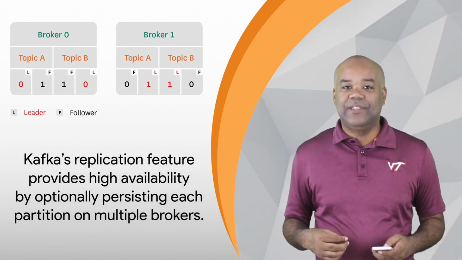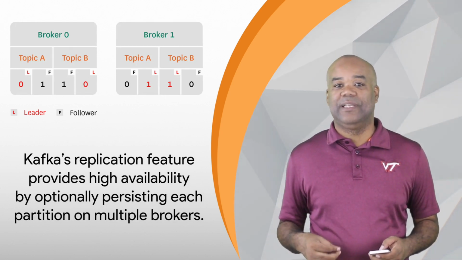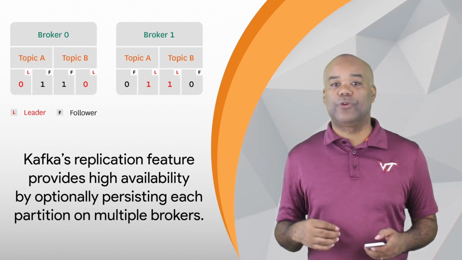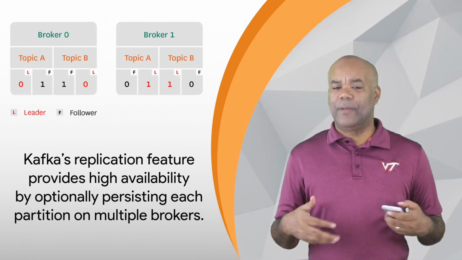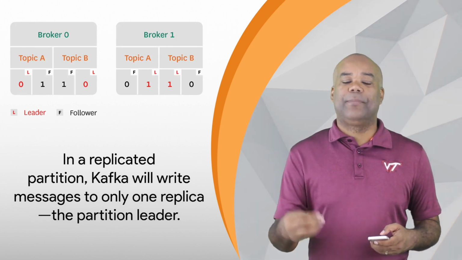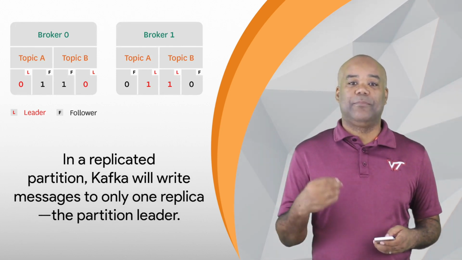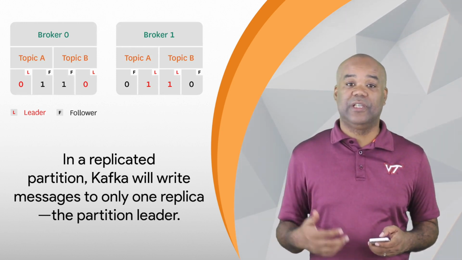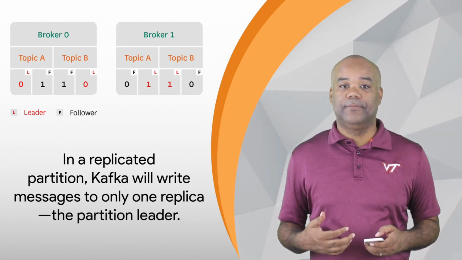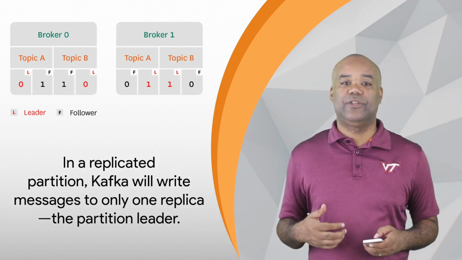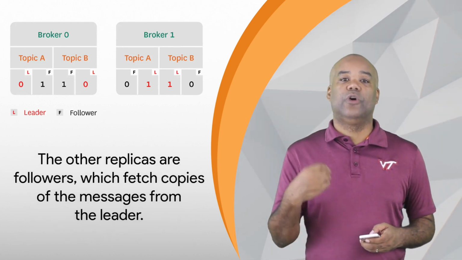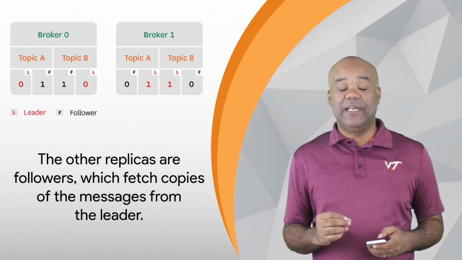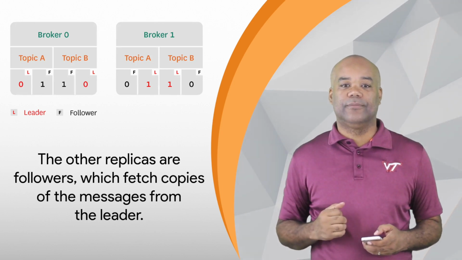Kafka's replication feature provides high availability by optionally persisting each partition in multiple brokers. In a replicated partition, Kafka will write messages to only one replica, the partition leader. The partition leader is the primary replica, the primary partition that you're writing to. The other replicas are known as followers. And these followers fetch copies of the messages directly from the leader.